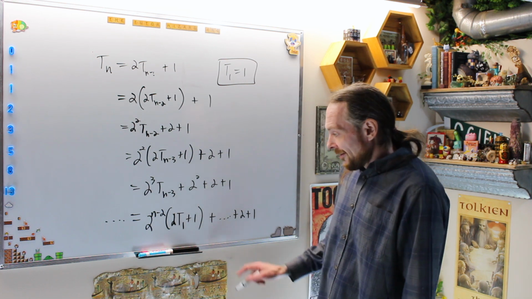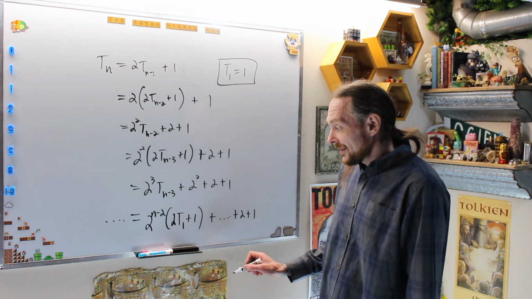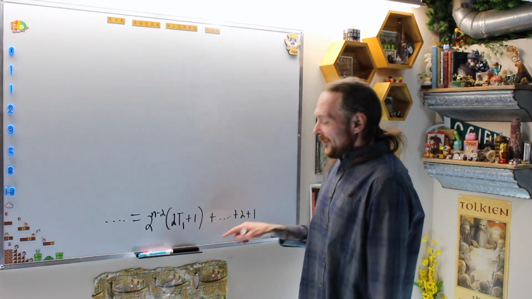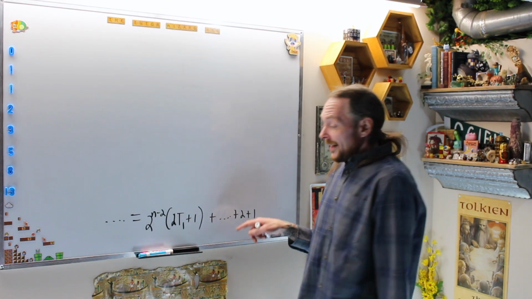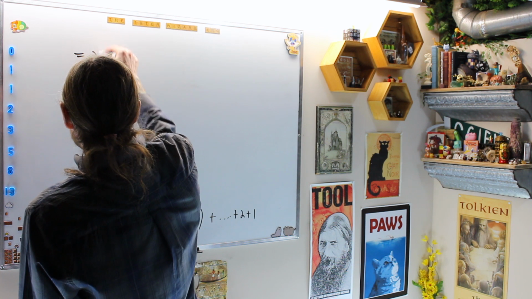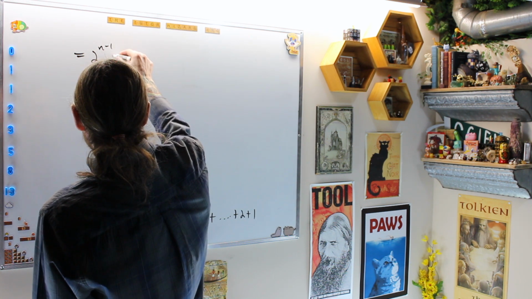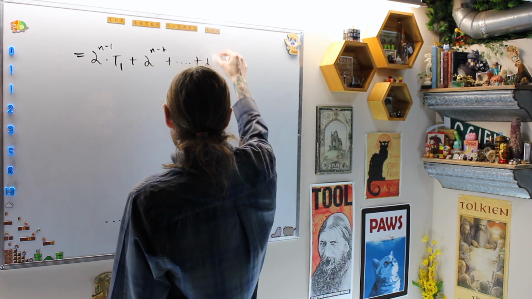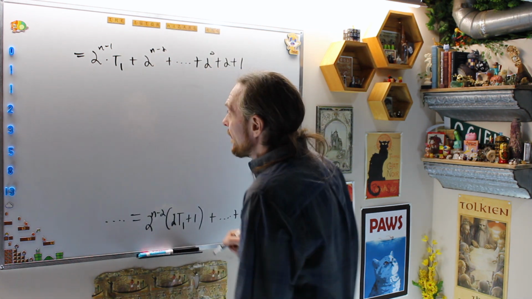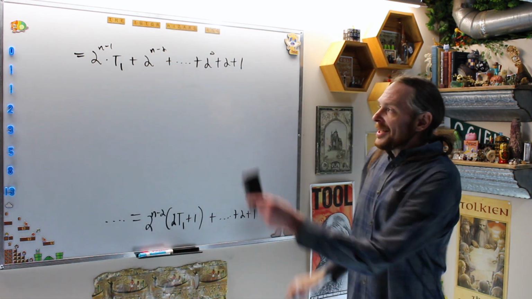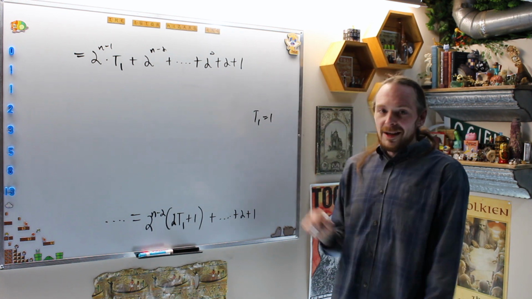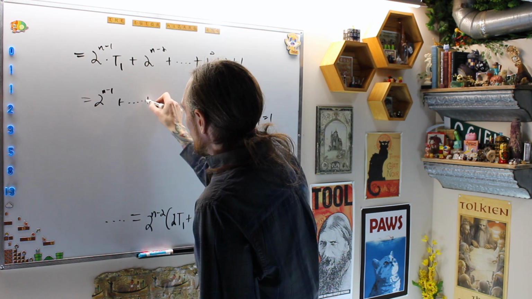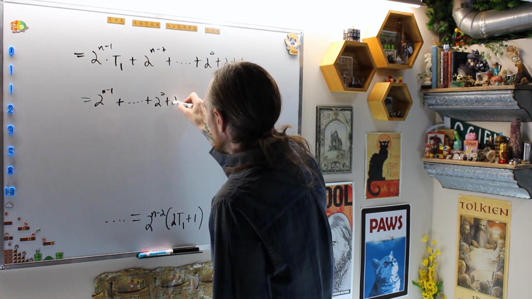Right now, what does that give me? Simplify all of this, and what do I get? I really like this, so bring it back to the top. What does that give me now? After I have this, I FOIL everything out. That gives me 2 to the n minus 1 times T1 plus 2 to the n minus 2 plus dot dot dot plus 2 squared plus 2 plus 1. Who's T1? 1, luckily. So this is equal to 2 to the n minus 1 plus dot dot dot plus 2 squared plus 2 plus 1.